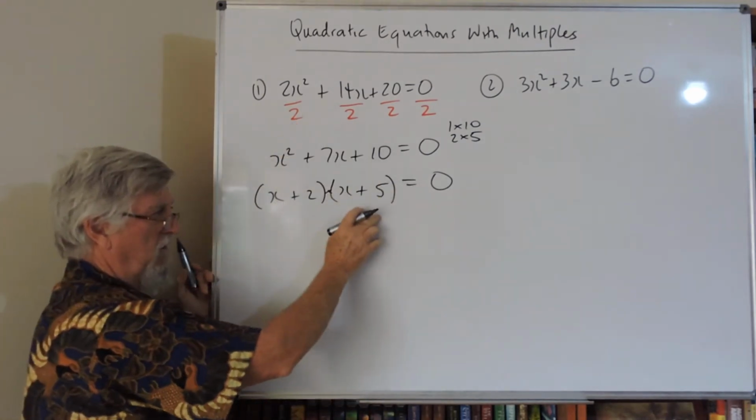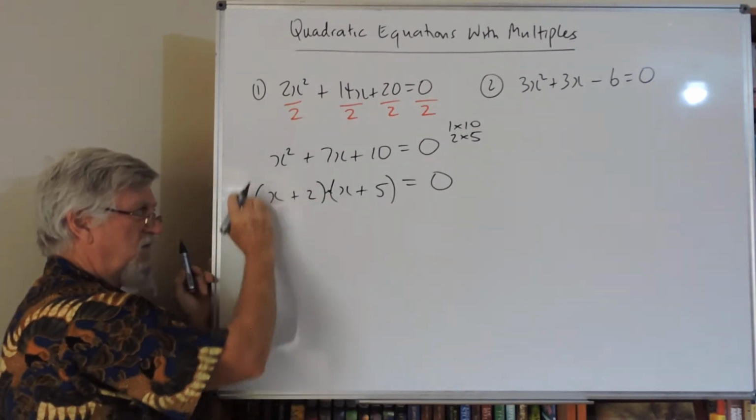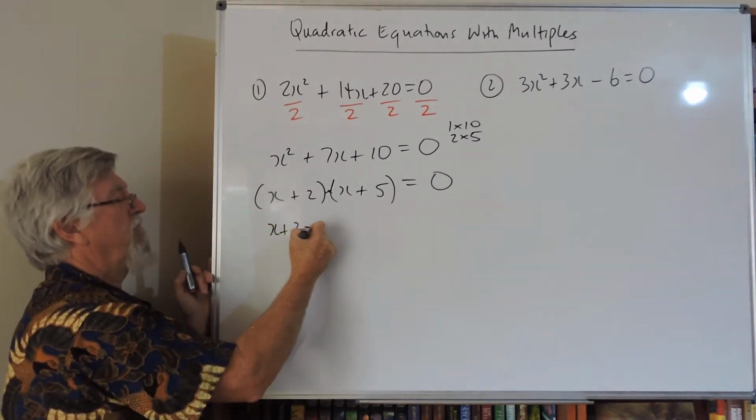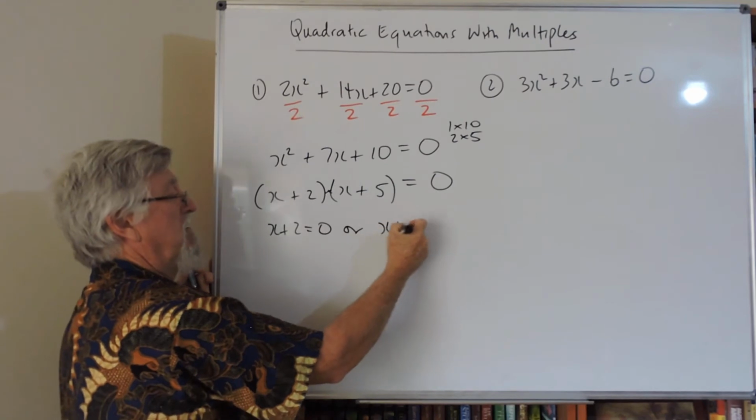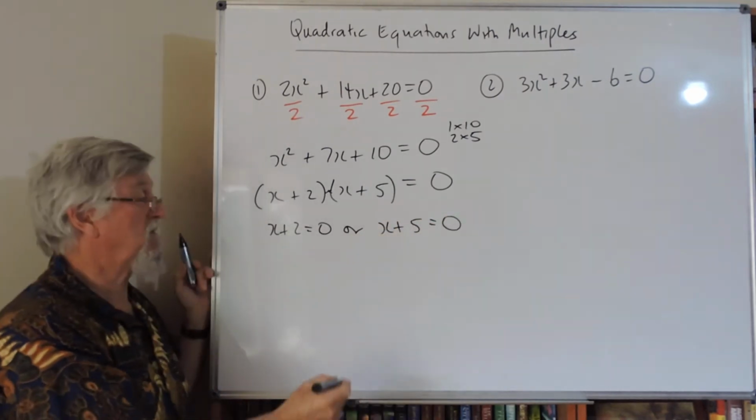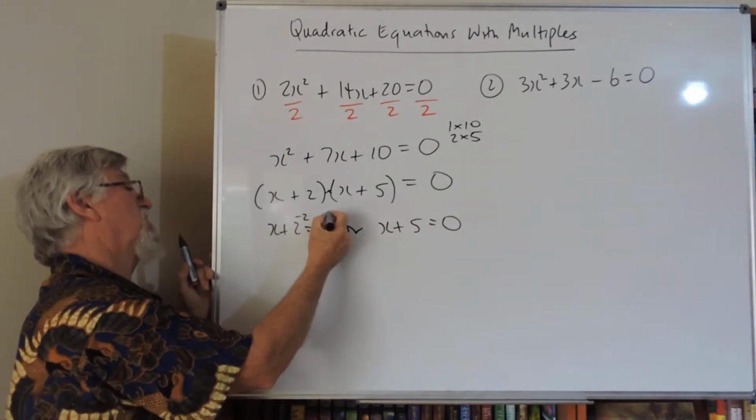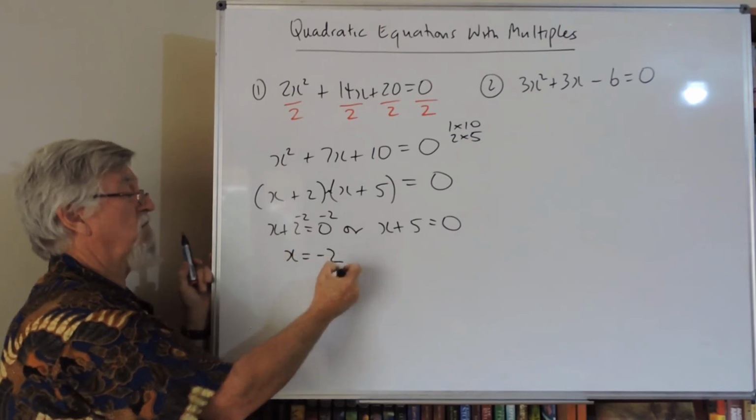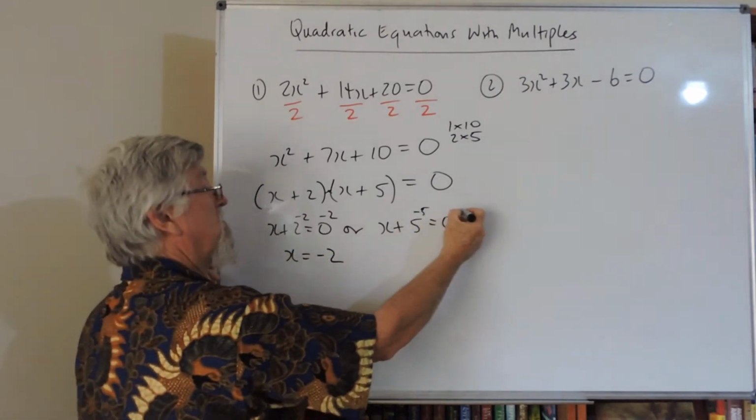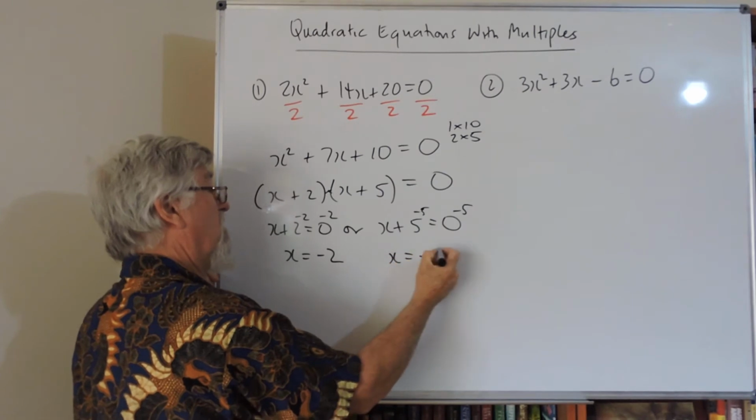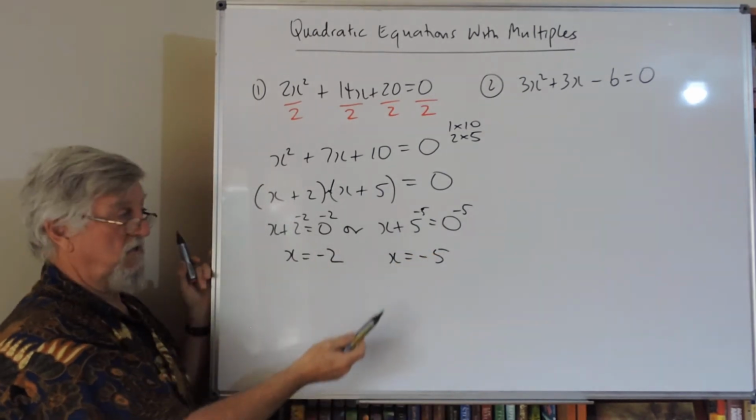Something times something else being 0. Either this has to be 0 or that has to be 0. So you'll hear me saying the same things over and over. If I take 2 from this side, take 2 from that side, it's x equals minus 2. Take 5 from that side, take 5 from that side, x equals minus 5. And all the time you could have done this so much simpler.